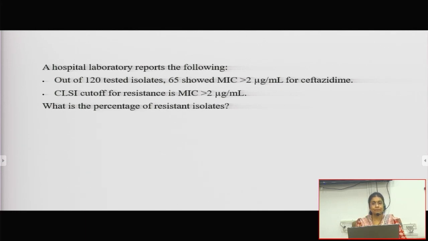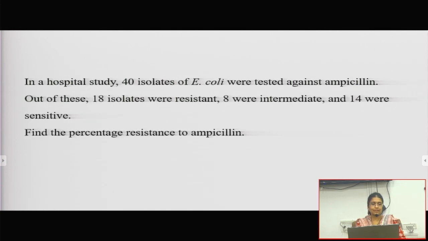How much? 54, I get an answer. Any other answer? So most of you got 54? Yes. Just by looking at the numbers, it is 65 divided by 120, we get the percentage of that. So let's do another example.